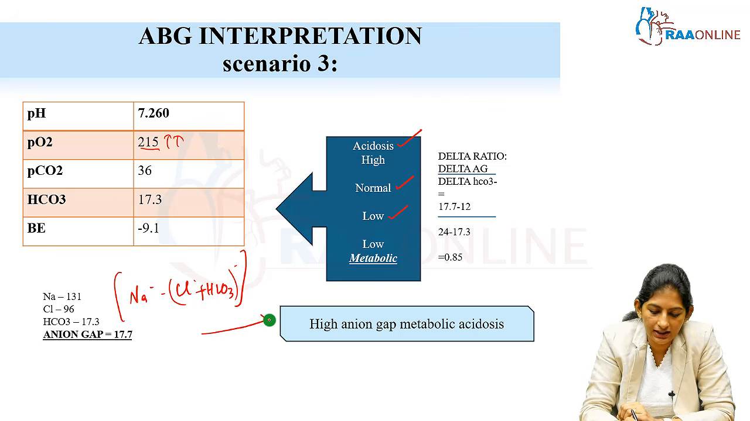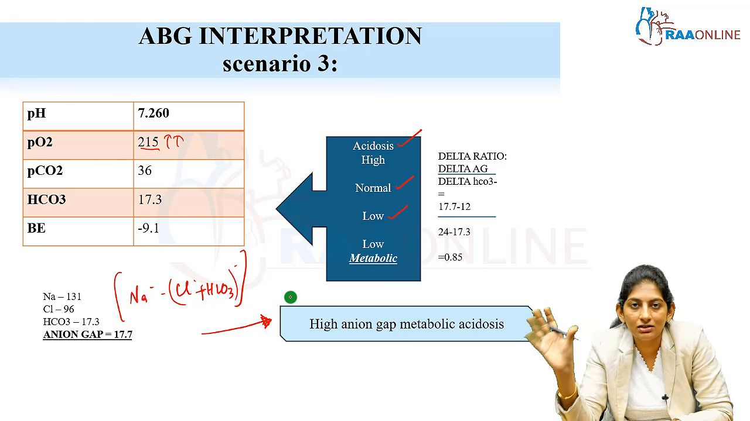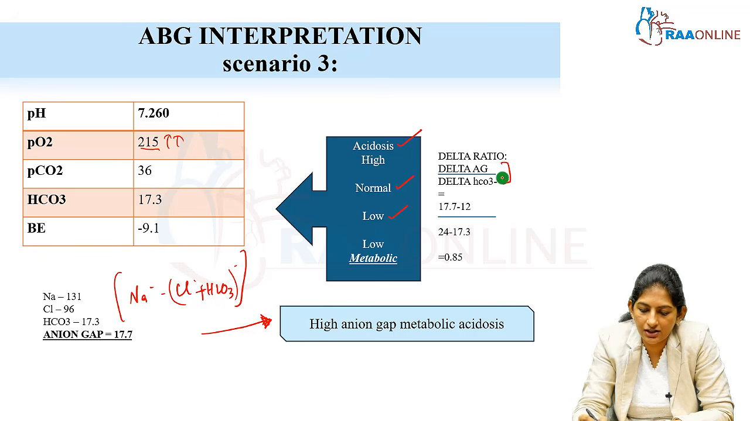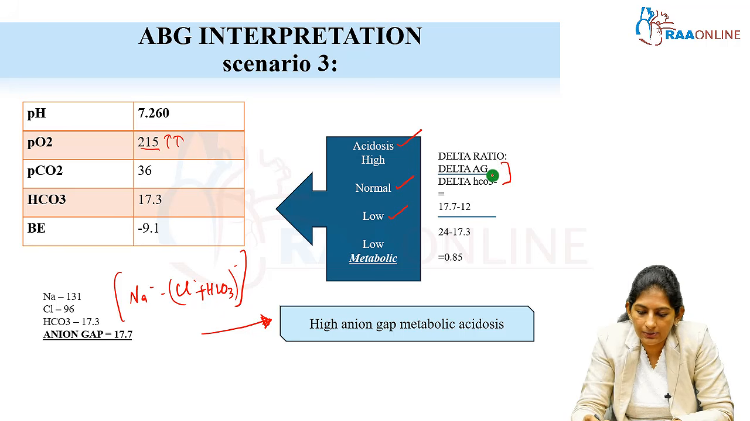Okay, so this is a high anion gap metabolic acidosis. But I will also think, is it a pure high anion gap metabolic acidosis or there is some hidden normal anion gap metabolic acidosis or any alkalosis is present. So some hidden disorder is present or not. For that I will do the delta ratio. So here we have done a delta ratio. So delta anion gap by delta bicarbonate. Delta anion gap is anion gap of the patient minus 12.